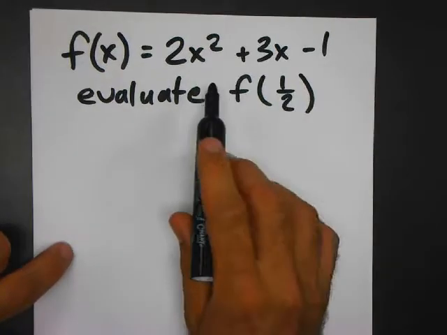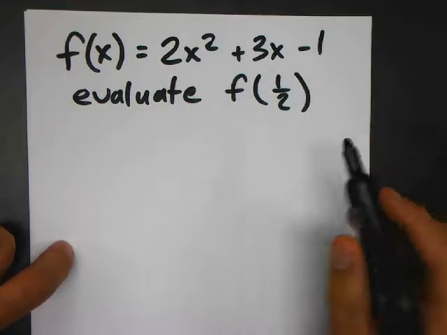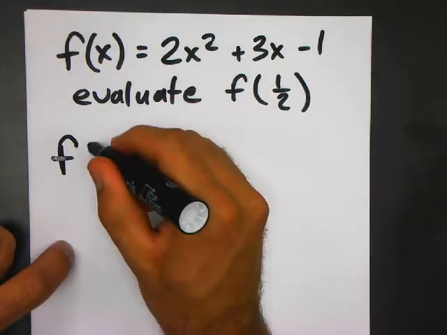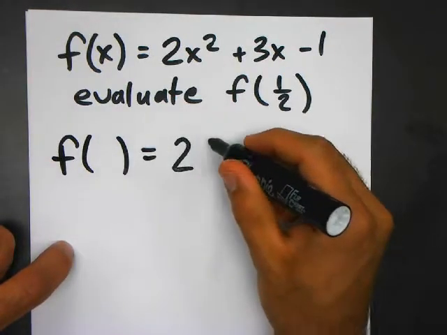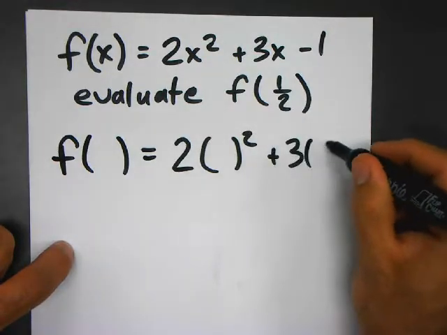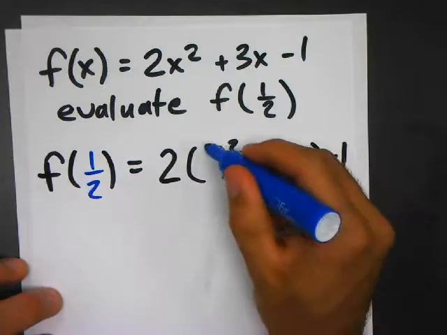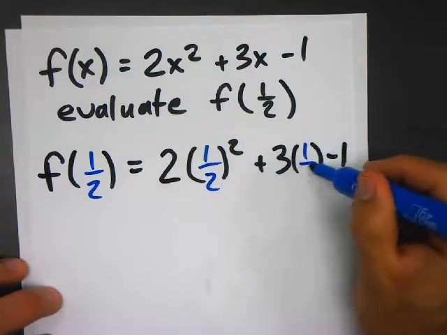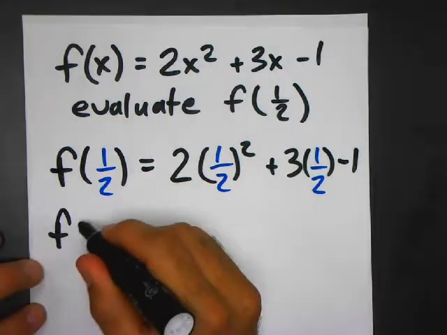f of x equals 2x squared plus 3x minus 1, and we're putting in half for x. So we're going to write f of, I'm going to leave that blank for now, just putting in brackets. Okay, now we're putting in half, so I'm going to put half here, I'm going to put half here, and I'm going to put half here. Now what you should get from there is f of 1/2.